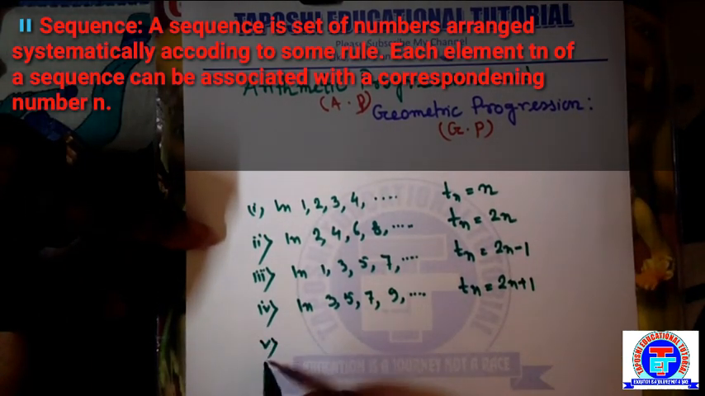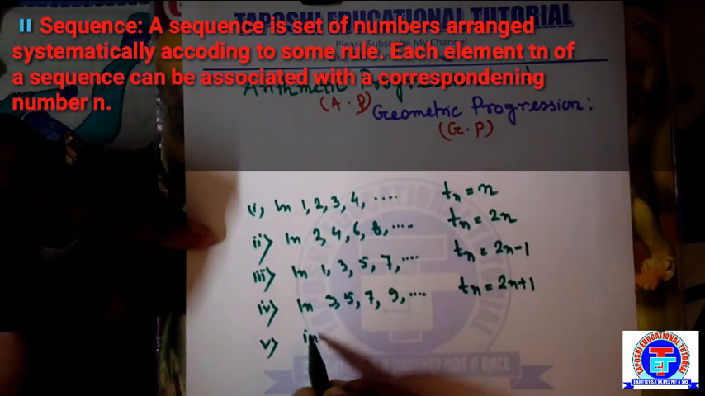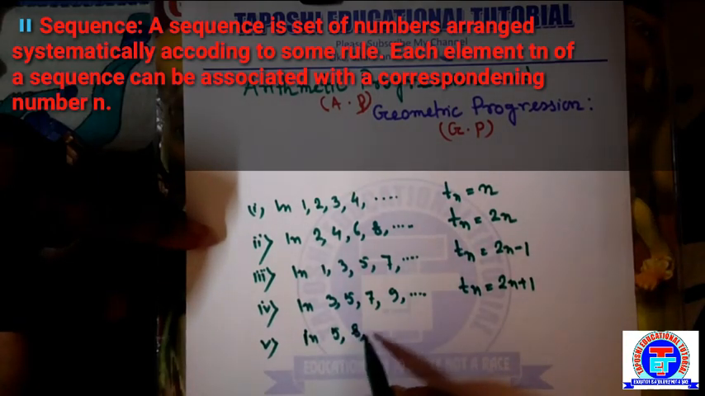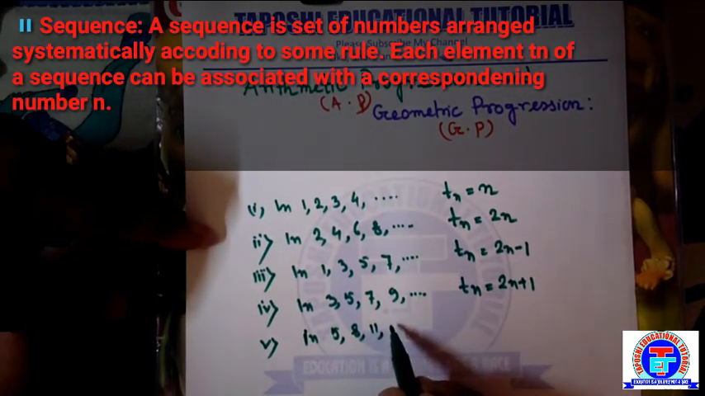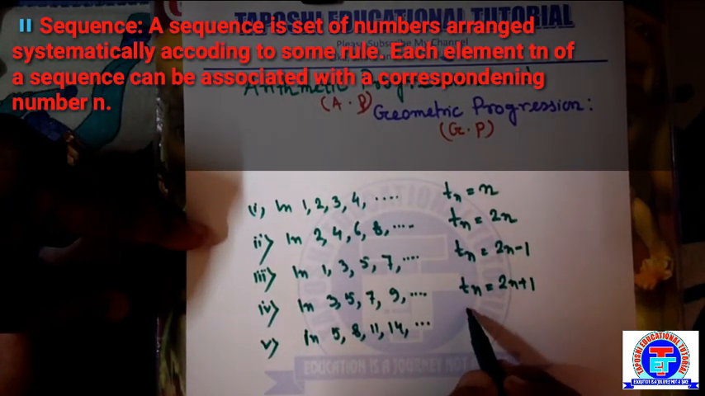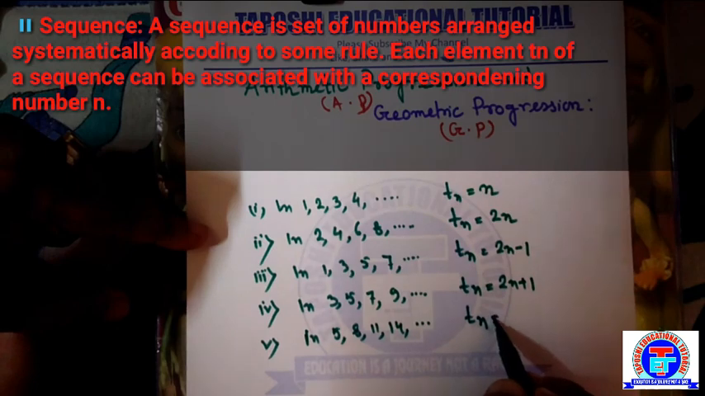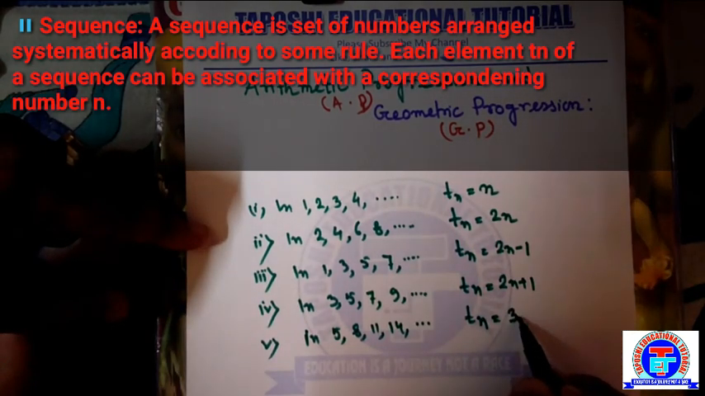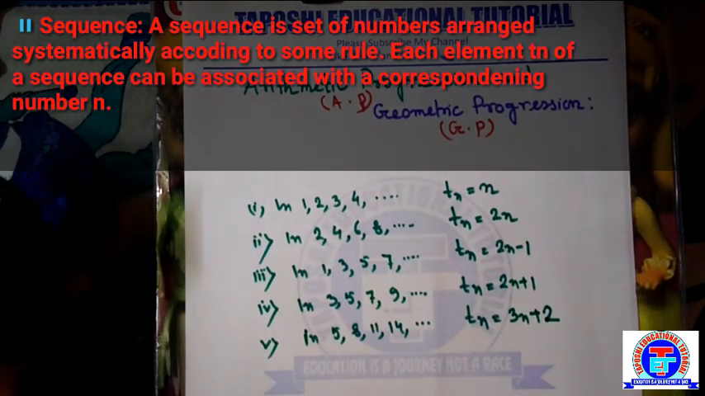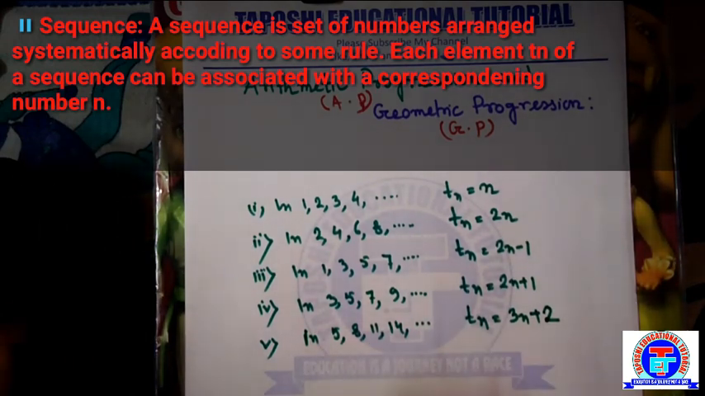Number 5: in the sequence 5, 8, 11, 14, and so on, t suffix n here is 3n plus 2. So this is the sequence.